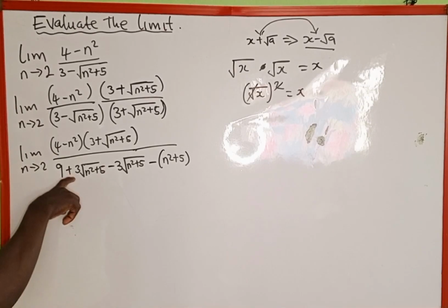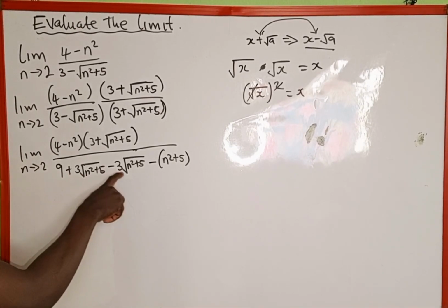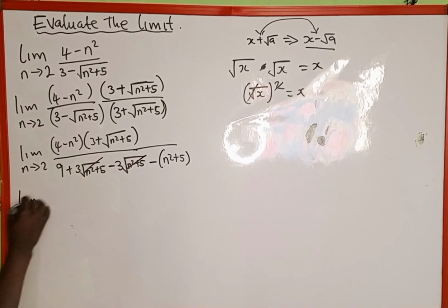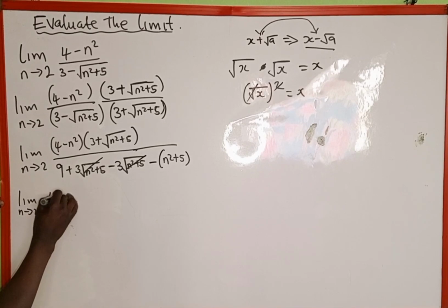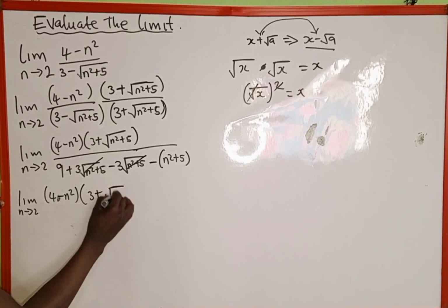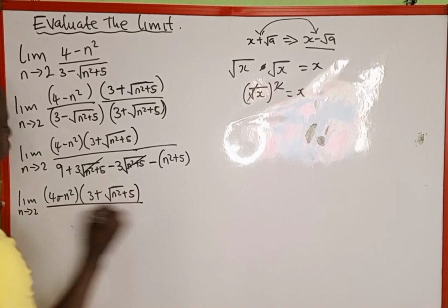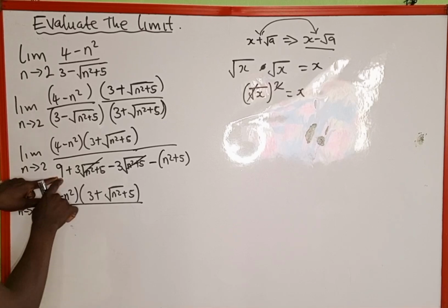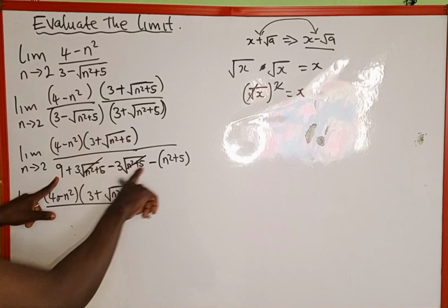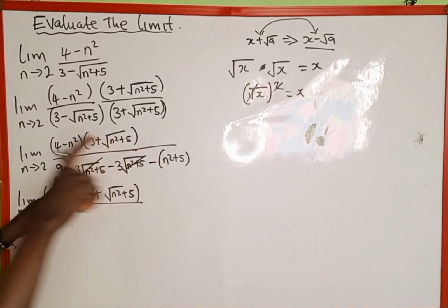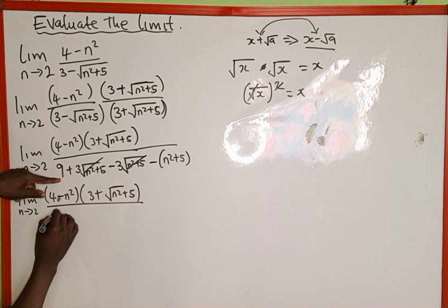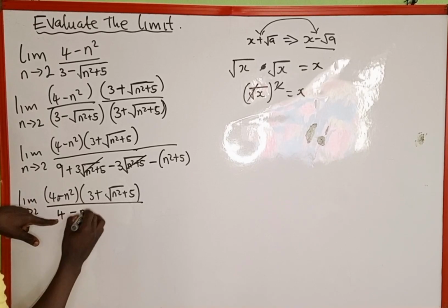So now we have positive 3 root n squared plus 5, then negative 3 root n squared plus 5. So this positive and negative is going to cancel. We are going to be left with what? Limit as n approaches 2 of (4 minus n squared), then multiplied by 3 plus square root of n squared plus 5, then everything over, we are left with 9 here. Positive 9. And when we expand this bracket, negative multiplied by n squared is going to give us negative n squared. But negative multiplied by positive 5 is going to be what? Negative 5. Then 9 minus 5 is going to give us 4, then minus n squared.